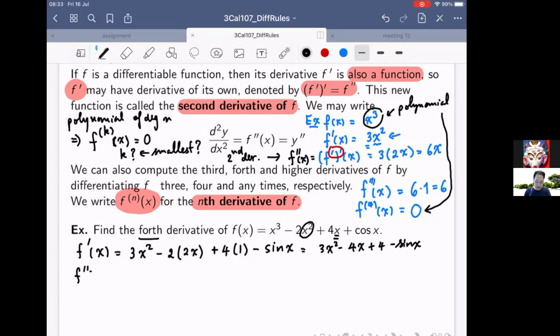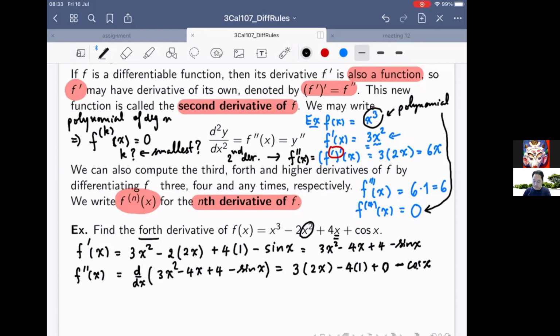The second derivative is simply the derivative of this one. Each term becomes 6x minus 2, and then the derivative of the constant 4 becomes 0, and the derivative of negative sine becomes negative cosine. So we get 6x minus 2 minus cosine.